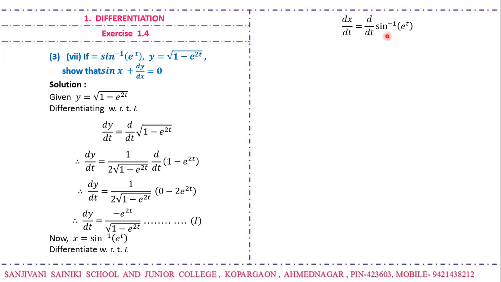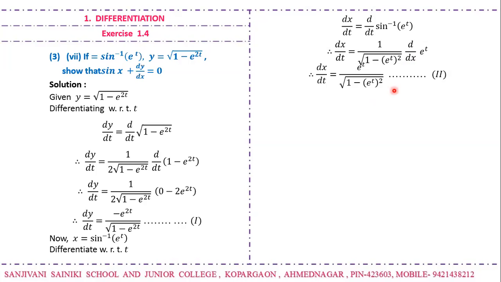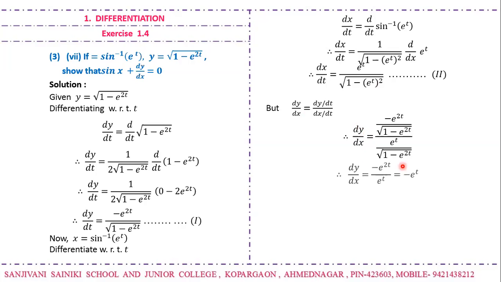Now similarly, take the first equation x is equal to sin inverse of e raised to t and differentiate with respect to t. Sin inverse of f of x, its derivative is 1 upon root 1 minus f of x square into f dash of x. So simplifying it, you get the derivative dx by dt is e raised to t upon root 1 minus e raised to t its square. Use parametric differentiation again, put those values in this equation and simplify it. You get dy by dx is minus e raised to t.